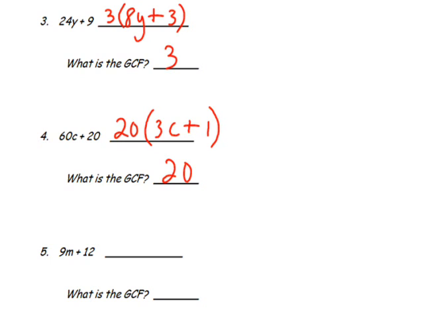If I was going to factor the expression 9m plus 12, first thing I would do is look for the GCF. So the greatest common factor of 9 and 12 is 3. 9m divided by 3 is 3m. And 12 divided by 3 is 4. So that's how you factor expressions.